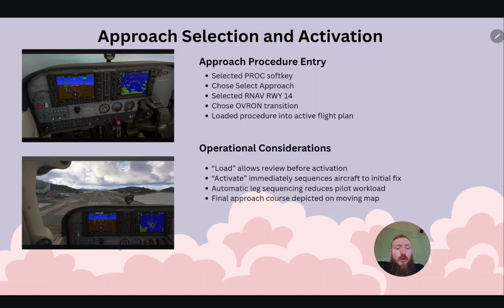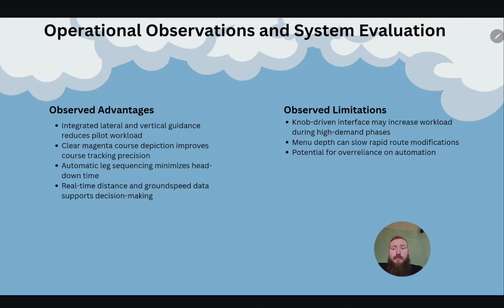Automatic leg sequencing reduces pilot workload. And final approach course depiction on the moving map. So it automatically goes on to the next leg as you pass it, and then it also assisted on the final approach by depicting the elevation that you needed to be at, and showing on the moving map what was going on.